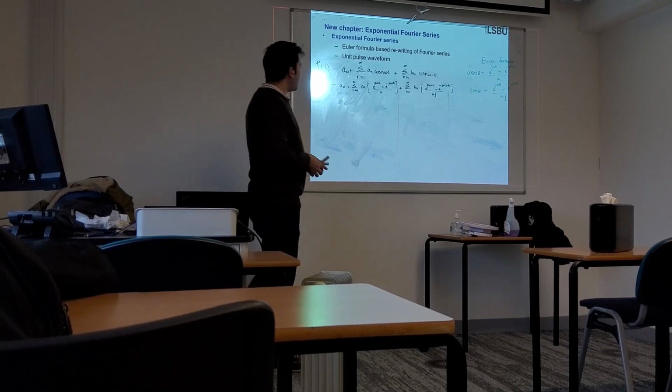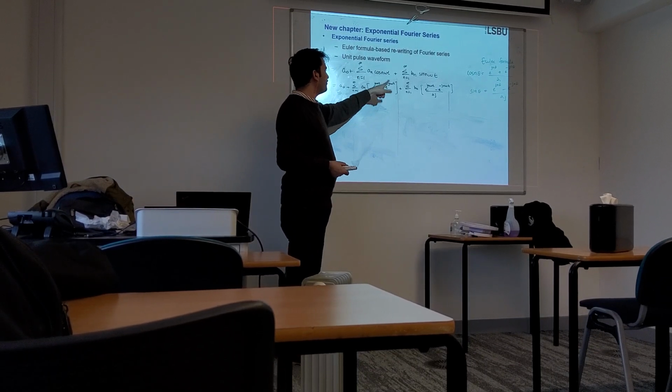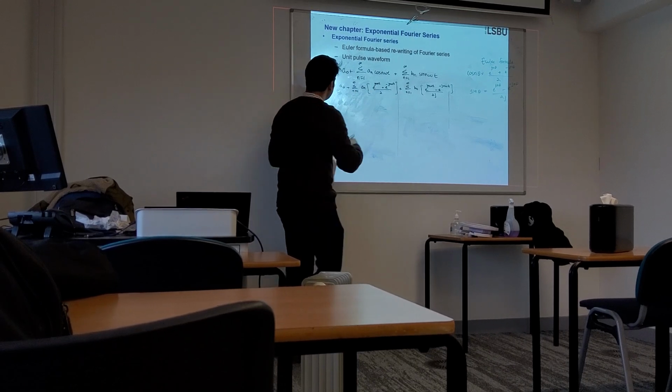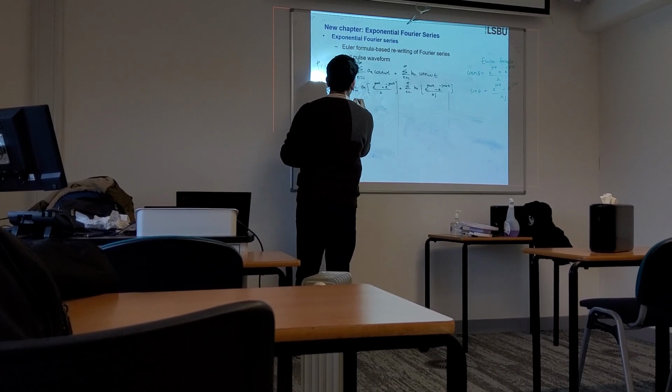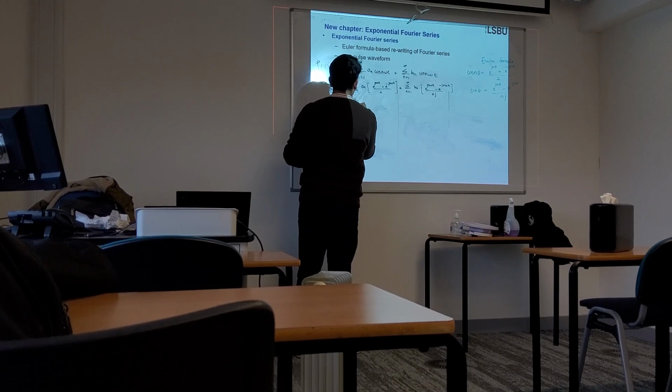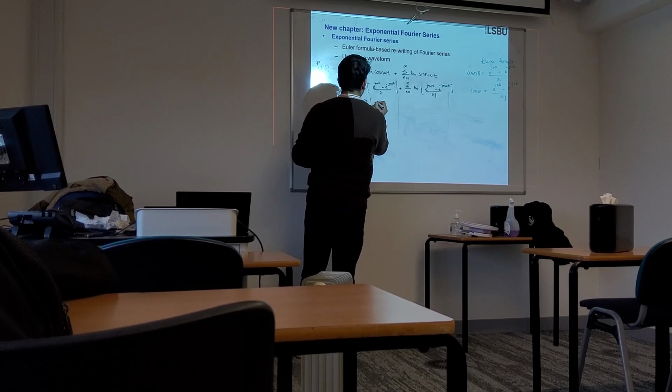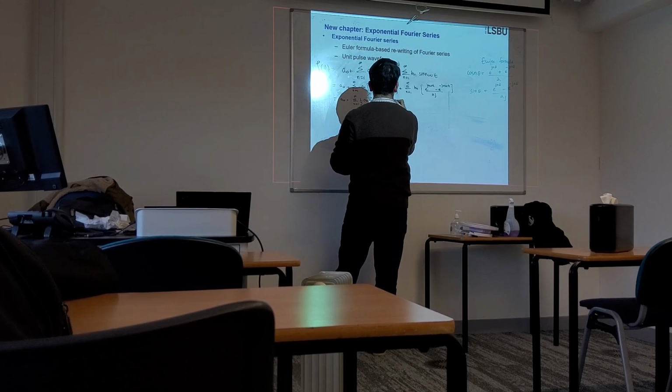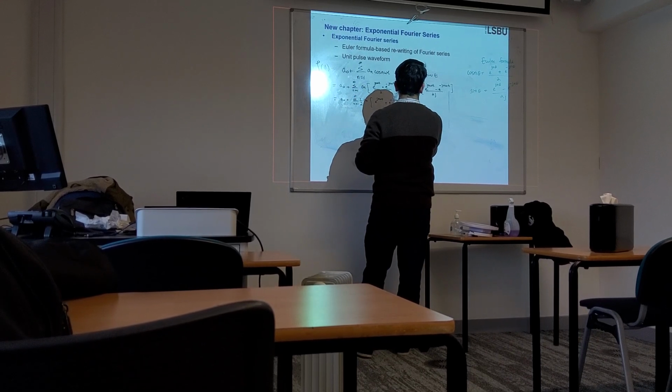The next step is that I will just take this 2 outside because I want to play with these exponential functions. So it's a naught plus one by 2 an, and outside it's e power j n omega t plus e power minus j n omega t. Similarly, here it would be summation up to infinity, bn by 2j, and inside e power j n omega t minus e power minus j n omega t.